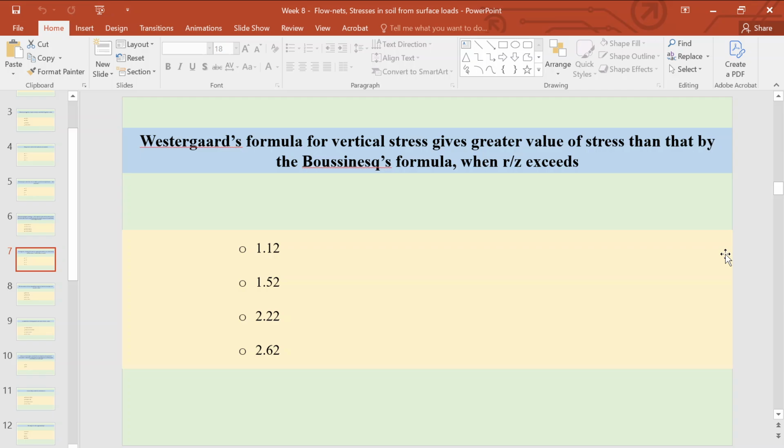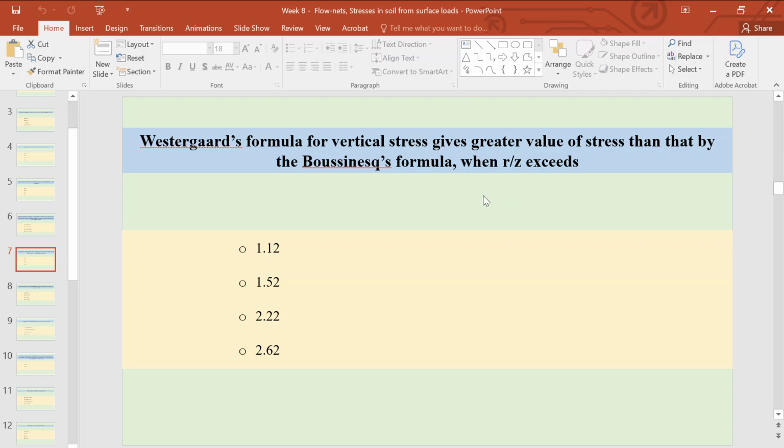I repeat the question. Westergaard's formula for vertical stress gives greater value of stress than that by the Boussinesq formula when R by Z exceeds. The options are 1.12, 1.52, 2.22 and 2.62. Okay?